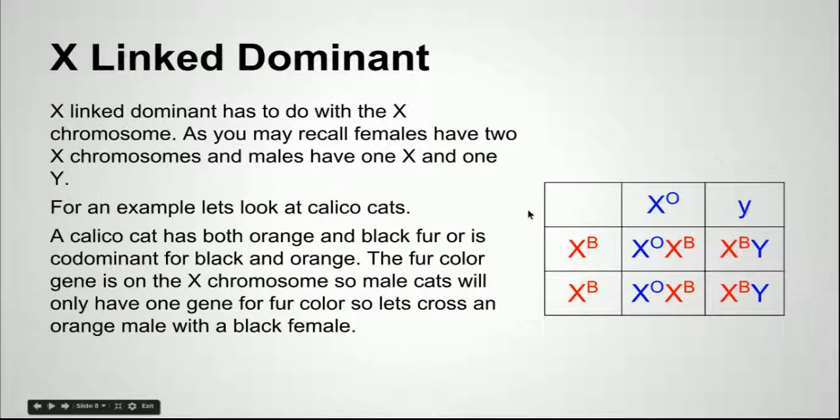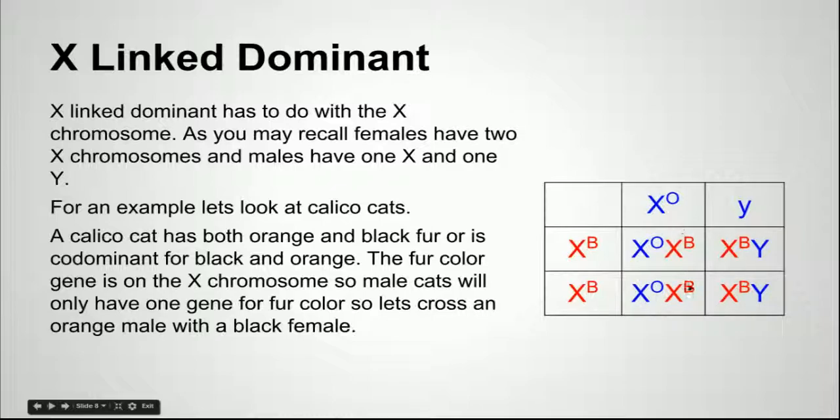So in this example, we're going to take an orange male. The O up here means he's orange. No letter over on the Y because it's X-linked. And then we're going to take a black female. That's what the B's up here on the X's are for. And as we come across the XO, XB, this is calico. There's another calico, XO, XB.